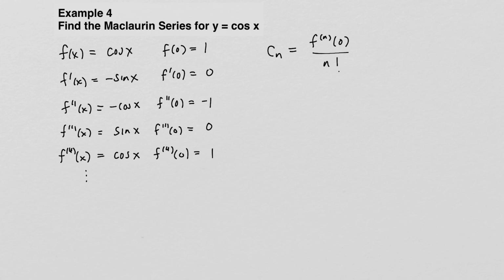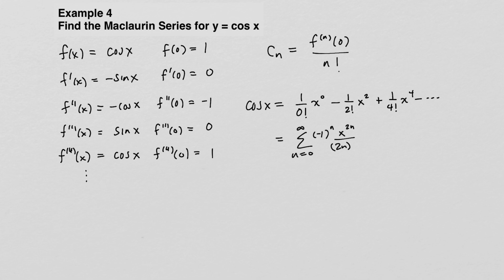So what is the function cosine of x going to be equal to as a Maclaurin series? Well, it's going to be 1 divided by 0 factorial x to the 0 minus 1 divided by 2 factorial times x squared plus 1 divided by 4 factorial x to the 4th, etc. And if you put this into summation notation, we will have the sum n equals 0 to infinity, negative 1 to the n power, x to the 2n divided by 2n factorial.